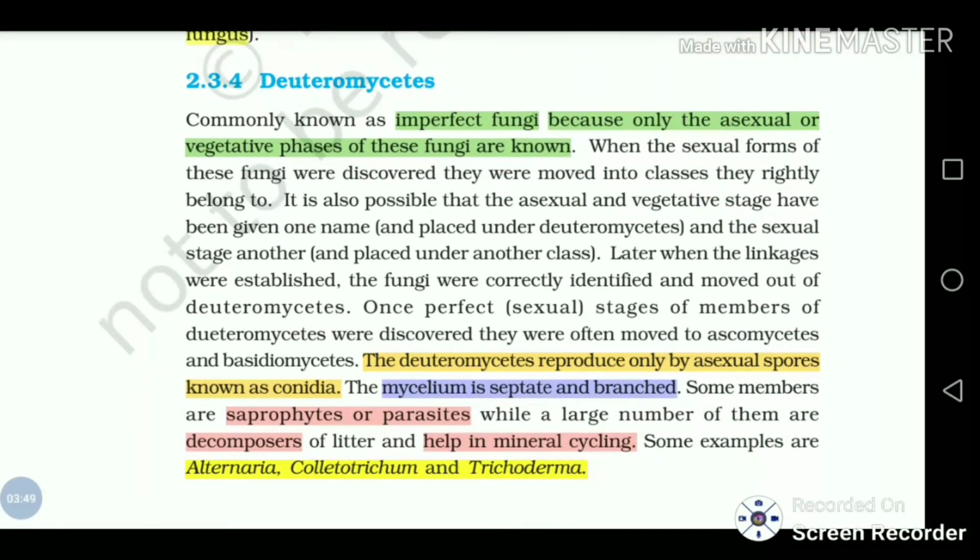When we come to the asexual mode of reproduction, it produces a great confusion as to whether to place it in Deuteromycetes, Ascomycetes or Basidiomycetes. Hence, it is called imperfect fungi. The Deuteromycetes reproduce only by asexual spores known as conidia, and the mycelium is septate and branched. Some are saprophytic or parasitic, and a large number of them are decomposers helping in mineral recycling. Common examples are Alternaria, Colletotrichum, and Trichoderma.